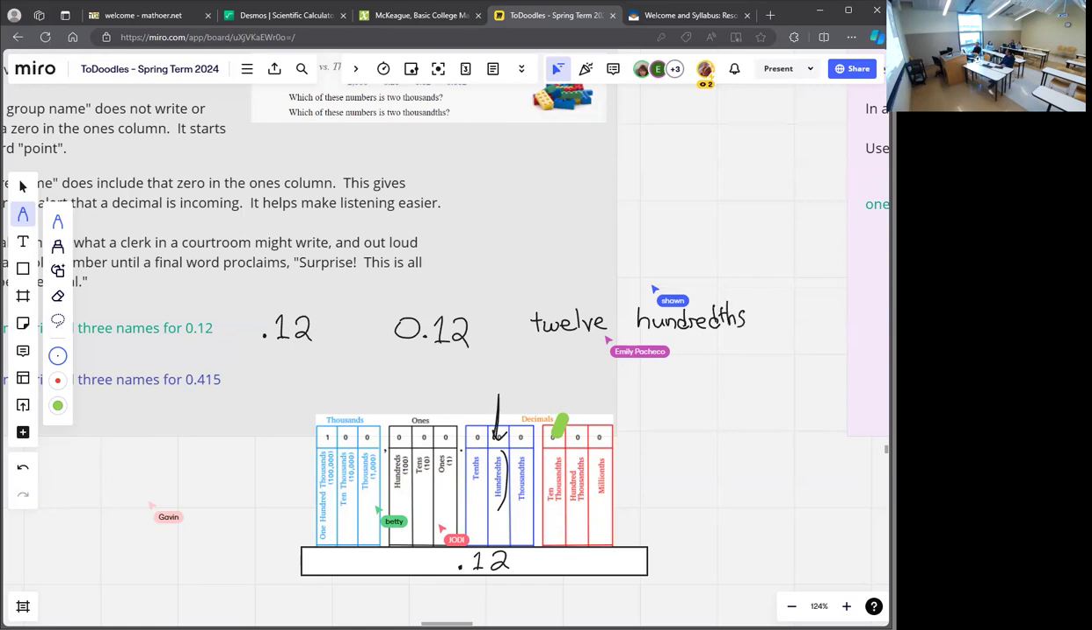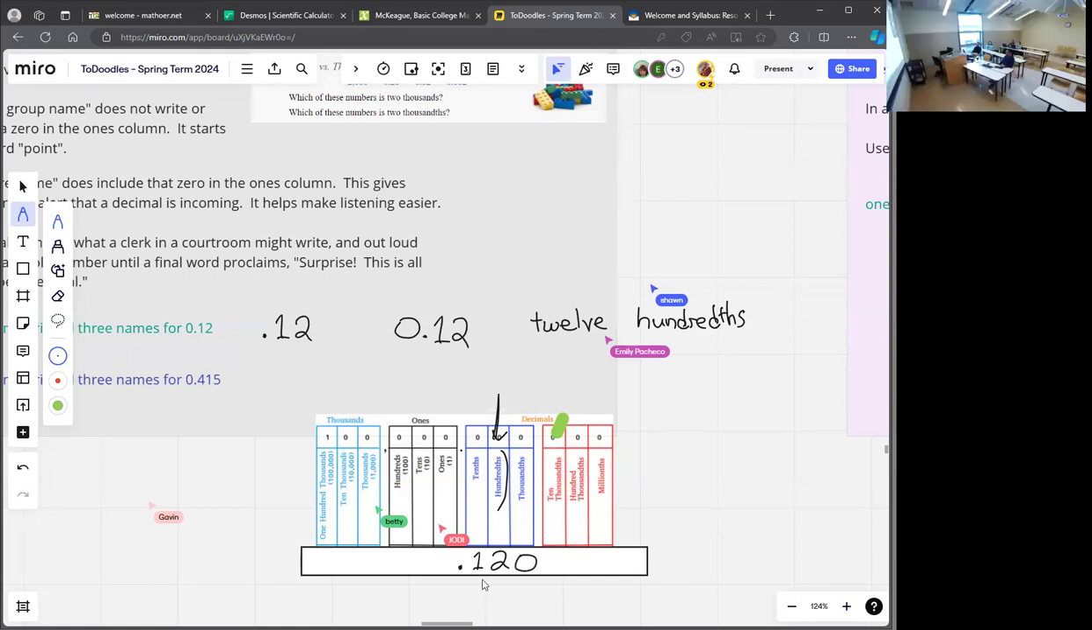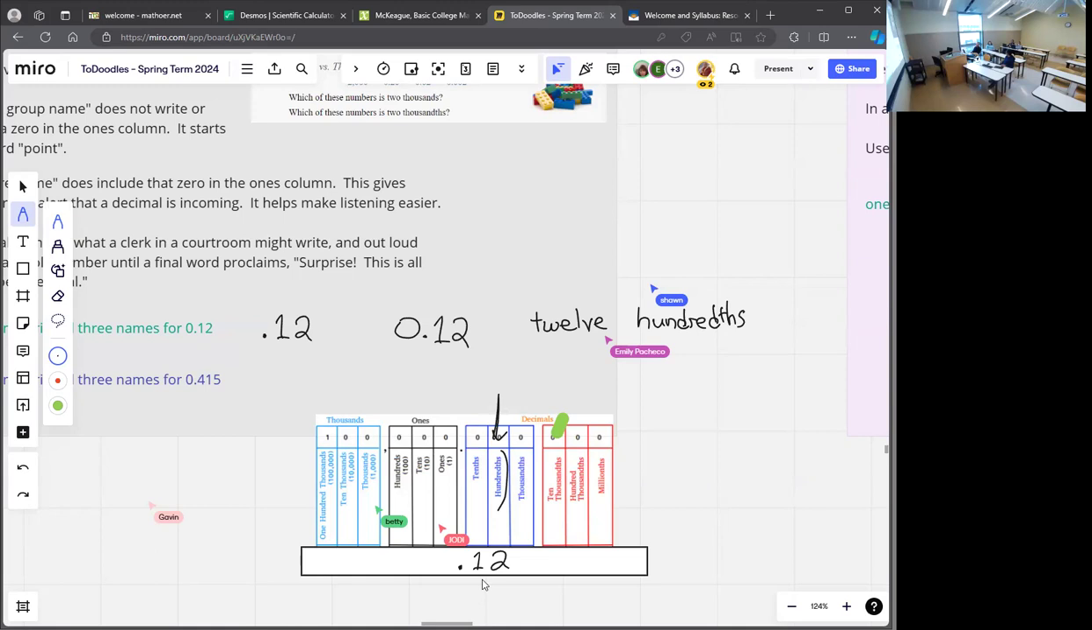Because if there's a 0 behind that too, if we put a 0 here, now I could say it's 120 thousandths. It's the same thing, but a little more confusing. Yeah, this is more confusing.